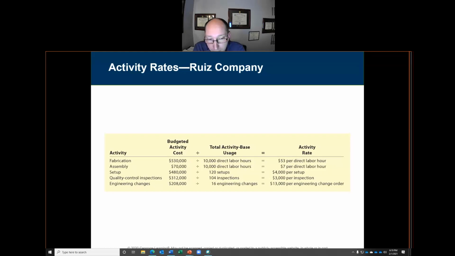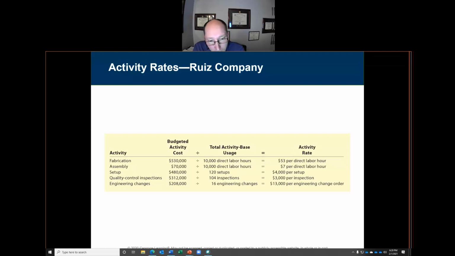For setup, we budgeted $480,000. We said we're going to complete a total of 120 setups. So $480,000 divided by 120 is $4,000 per setup. That's about right. That sounds pretty accurate.